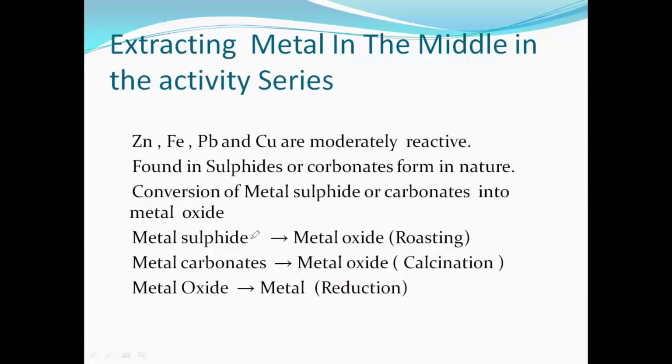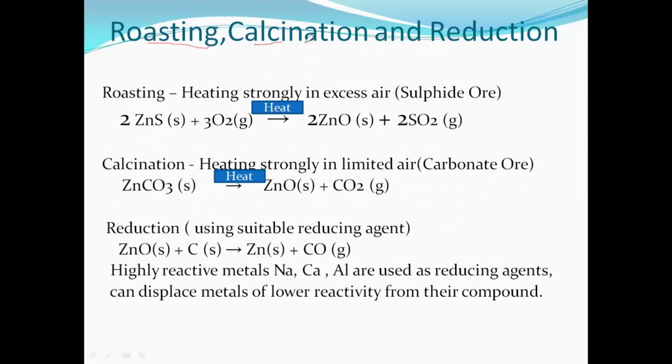First, the metal sulfide or carbonate ore of the metal is converted into its oxide form, because it is easy to obtain a metal from its oxide form as compared to its sulfide and carbonate ore. Roasting, calcination, and reduction.